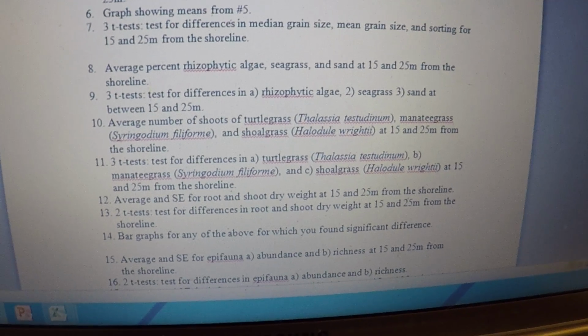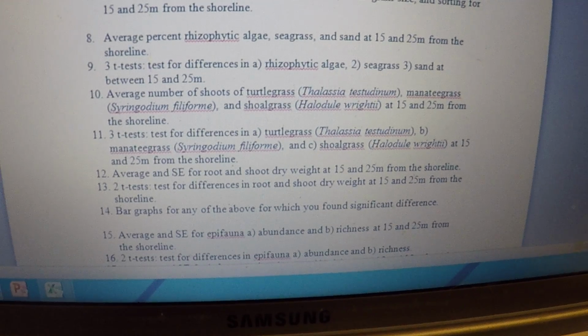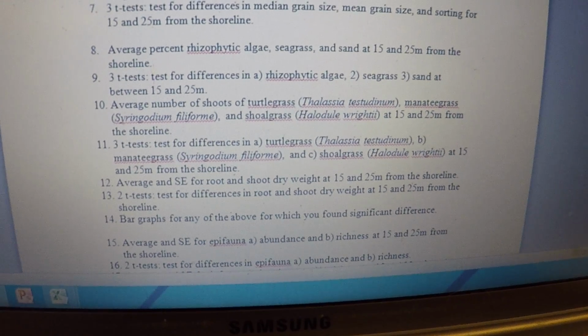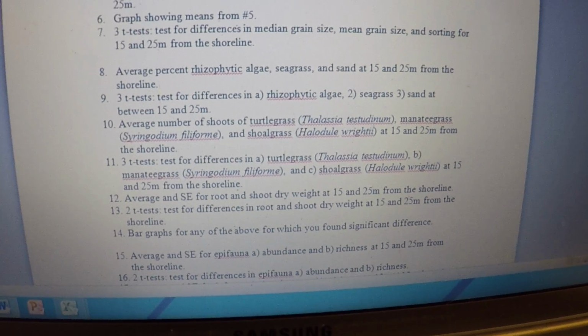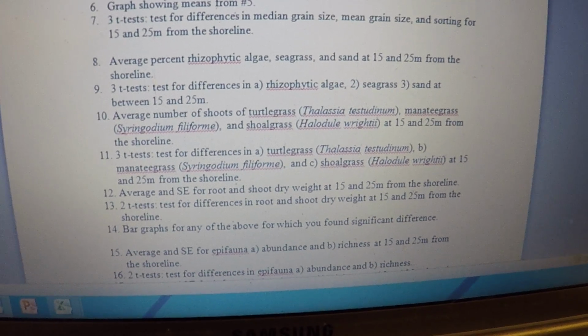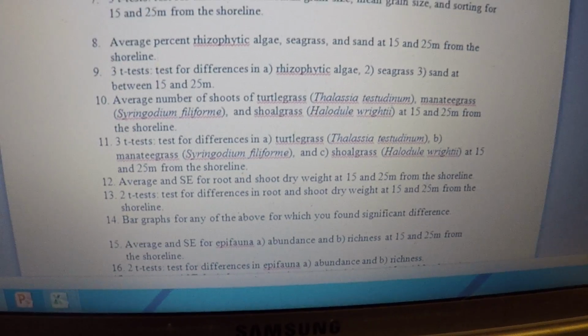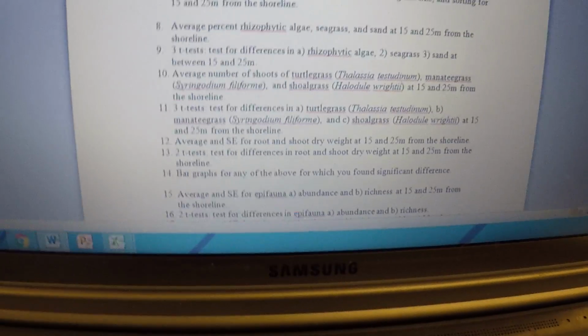And then you're going to go ahead and create bar graphs for any of the above for which you found significant differences. So that could be as few as none, or it could be as many as all of them. And I have no idea because I have not yet analyzed the data. Awesome. So we will see.